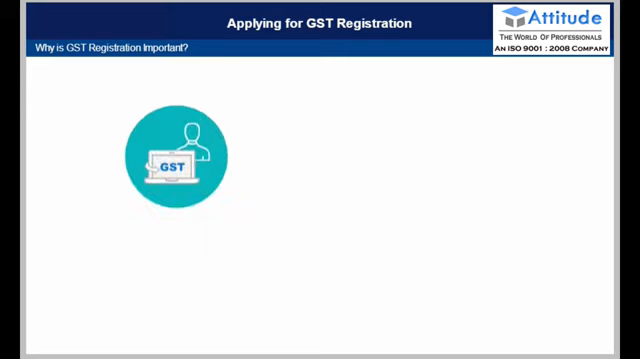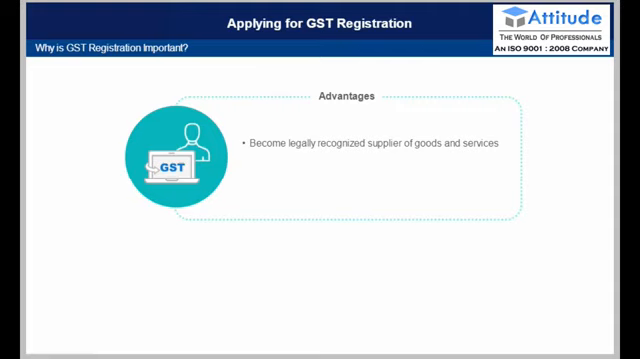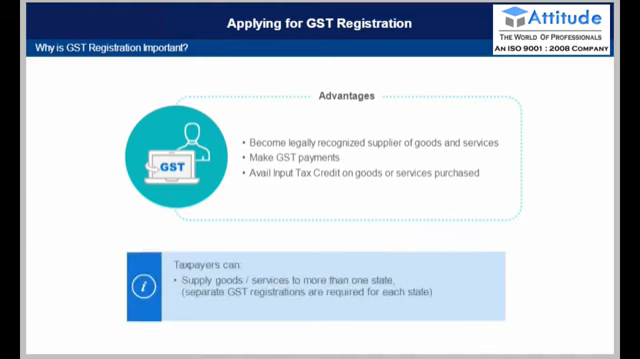Registration under Goods and Services Tax (GST) regime has unique advantages. It helps an entity to become a legally recognized supplier of goods and services, make GST payments, and avail input tax credit on goods or services purchased. A taxpayer can supply goods or services or both to more than one state. However, each state requires a separate GST registration, since the place of supply changes the jurisdiction. A taxpayer can register separately for each state with the same PAN.